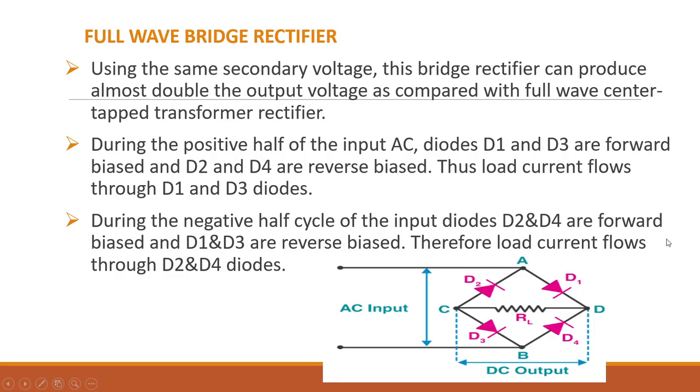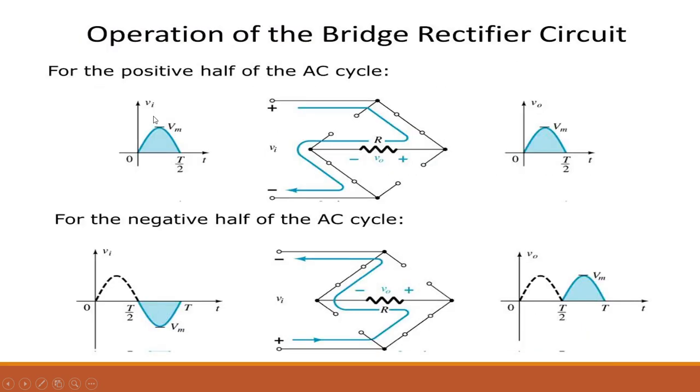be reverse biased. See here, we can see that for the positive half cycle we are getting the output like this, and for the negative half we are getting the output like this, and as a whole we'll get the output for both cycles.